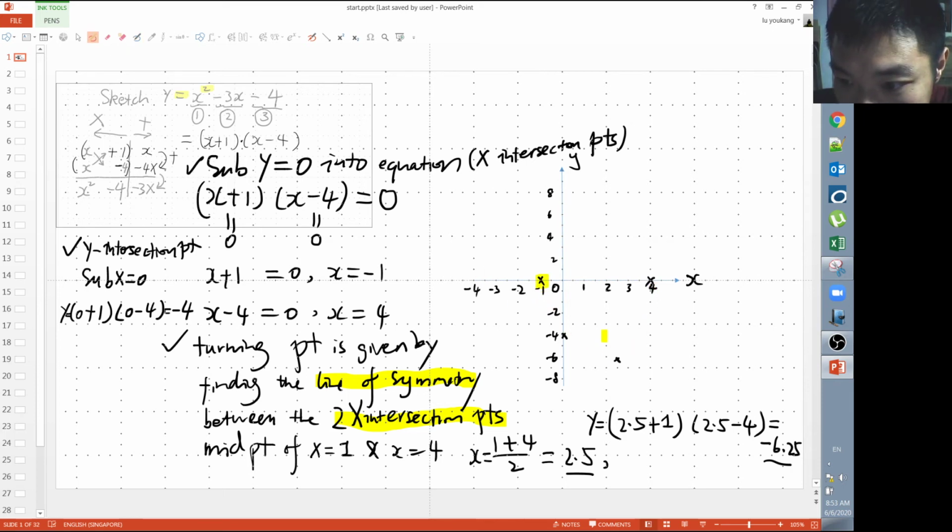1, 3, 4. Okay, so once you have these 4 points, all you need to do is, this is your turning point. So okay, and draw this freehand. So please bear with me.